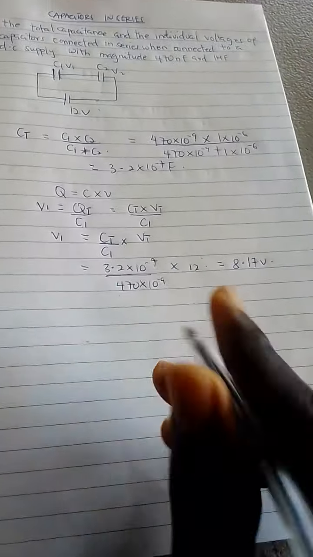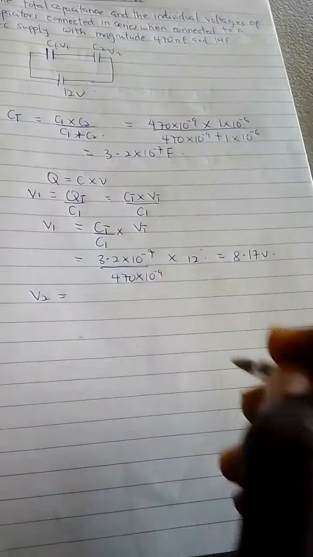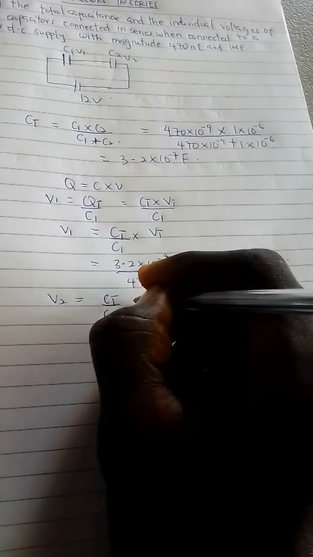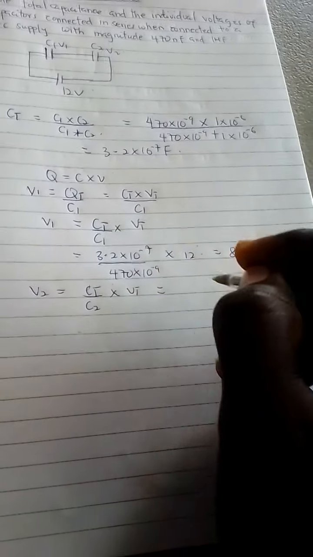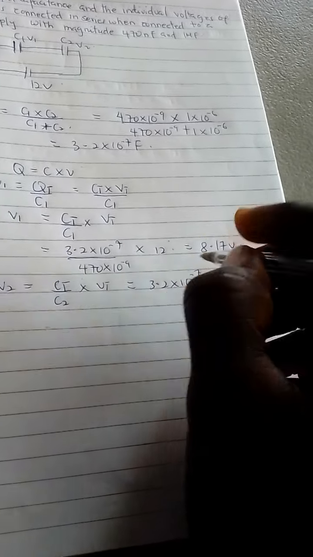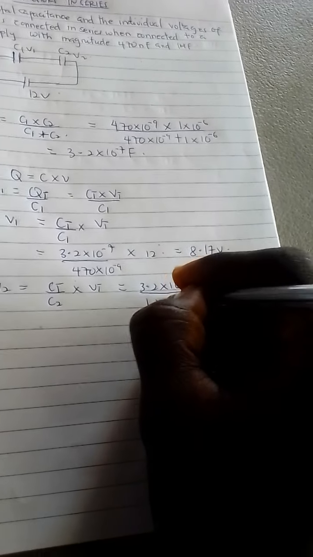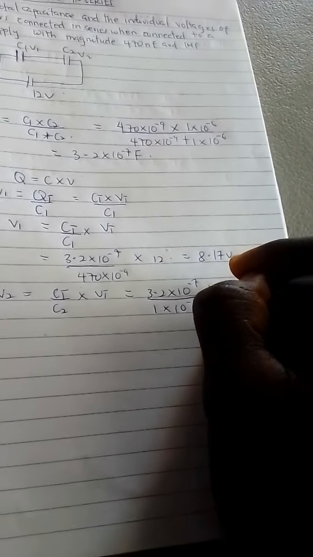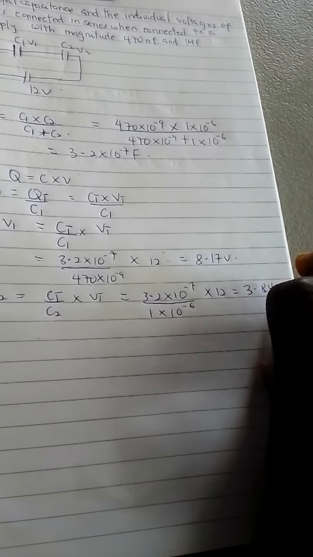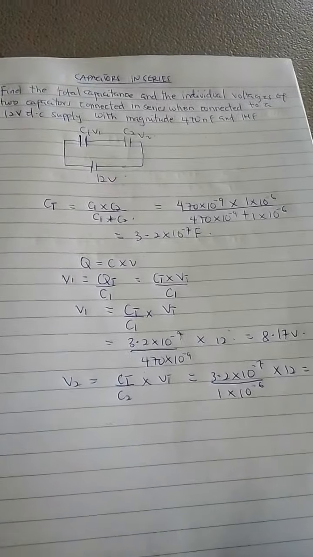and this is equal to 8.17 volts. Now let's go to V2. Similarly, we have CT over C2 multiplied by VT. This will give us 3.2 times 10 to the power negative 7 over 1 times 10 to the power negative 6, multiplied by 12, and this will be equal to 3.84 volts. So this is how we go about capacitors in series.